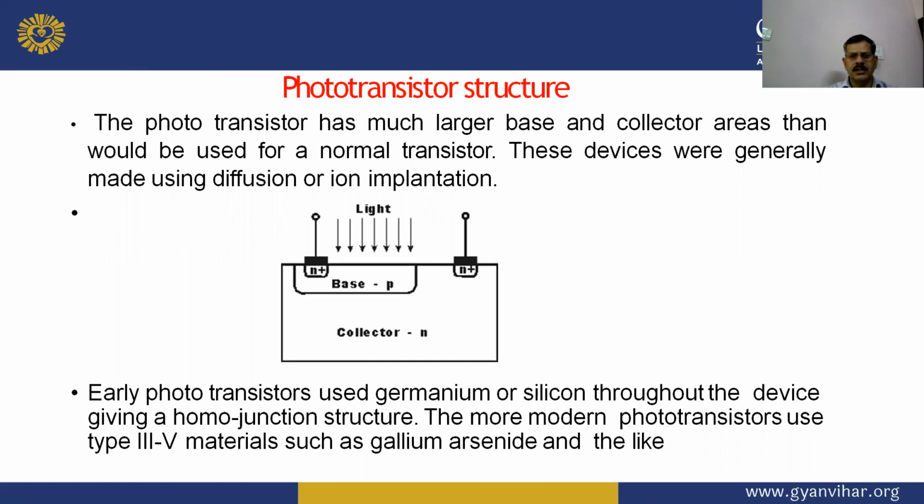What is the structure or construction of a phototransistor? The phototransistor has much larger base and collector areas than would be used for a normal transistor. These devices were generally made using diffusion or ion implantation. In this diagram of the phototransistor structure, early phototransistors used germanium or silicon throughout the device, giving a homojunction structure. The more modern phototransistors use type III-V materials such as gallium arsenide, and the like.